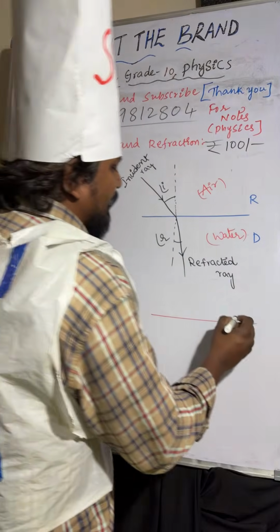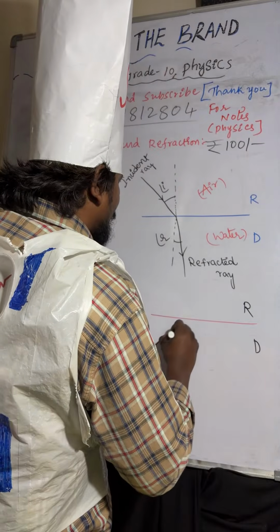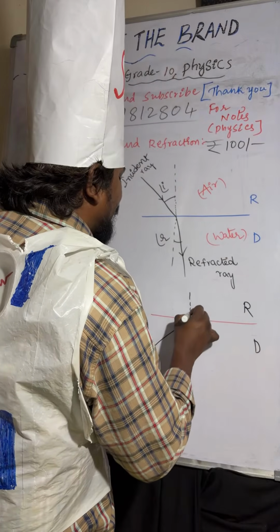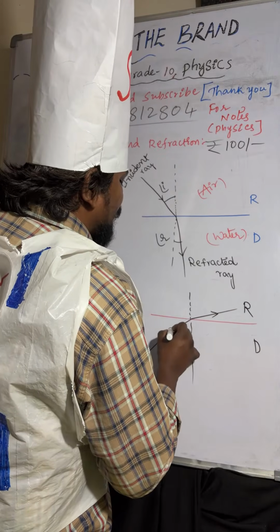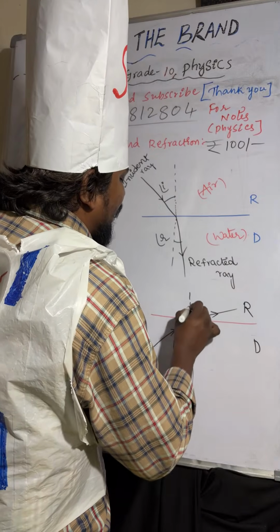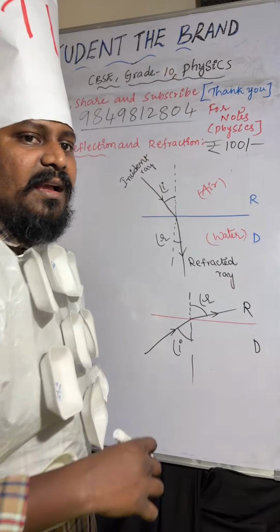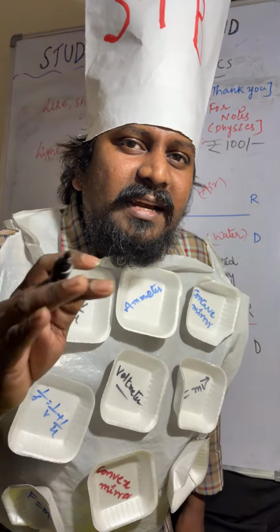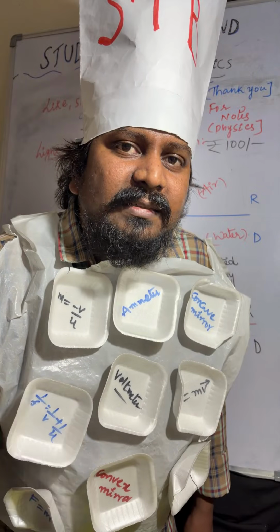Here you can see this is a rarer medium and a denser medium. Light rays are passing from denser to rarer. The angle between the incident ray and the normal line is called the angle of incidence. The angle between the refracted ray and the normal line is called the angle of refraction. Are you understanding? Are you listening? Are you observing? Are you focusing? Yes or no?